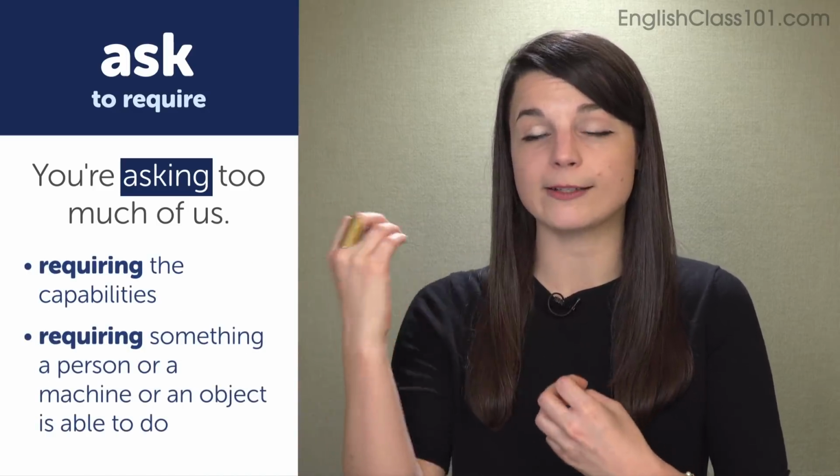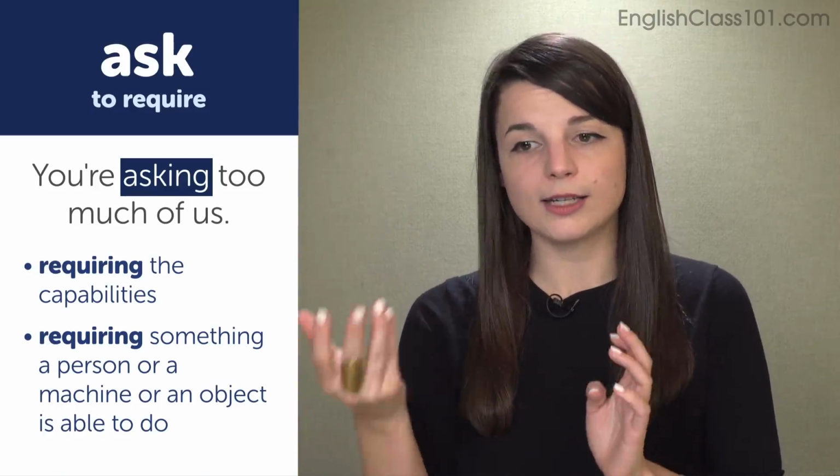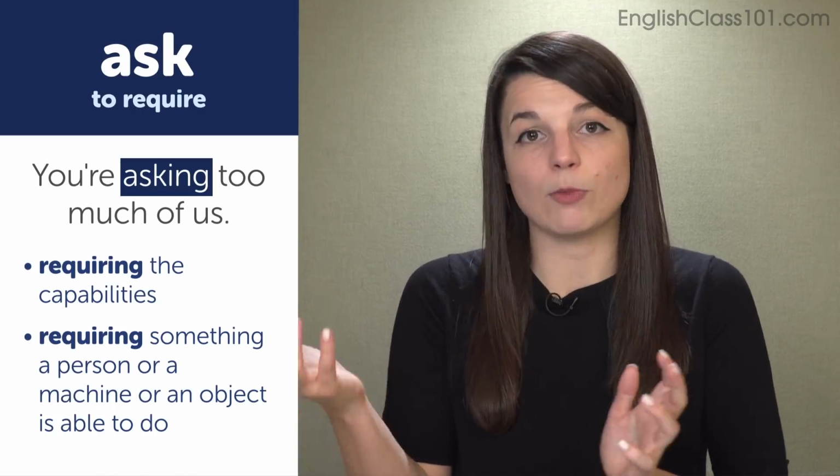In the first sentence, you're asking too much of us means you're requiring too much of us, or you're requiring too much of something we are able to do. Asking too much shortens this expression. So it's not only require, but like requiring the capabilities, or requiring something a person or a machine or an object is able to do. So require, yes, but also require plus capabilities.